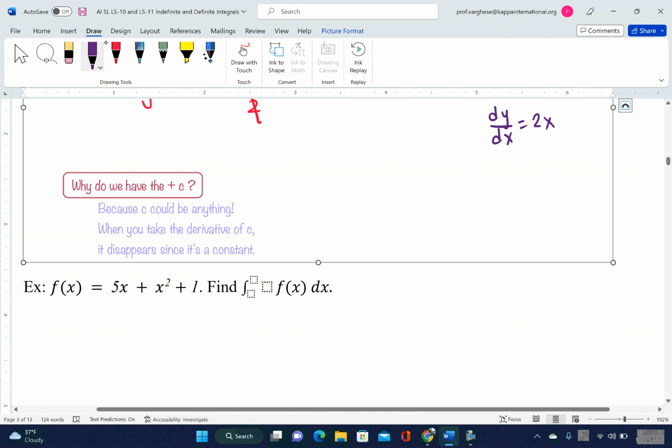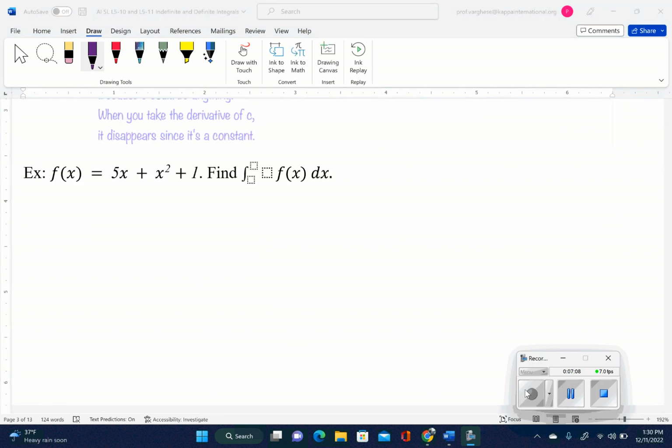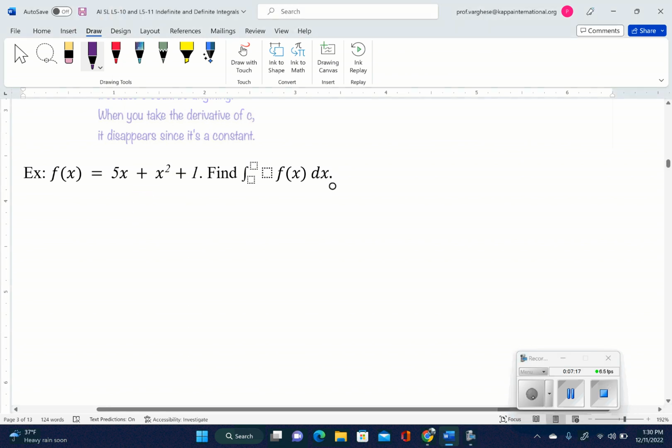We're going to go ahead and do a couple of examples just to make sure that you're familiar with this. Before we move on, if you still don't get why the c is there, just call me over and let me go through and explain it to you, okay?